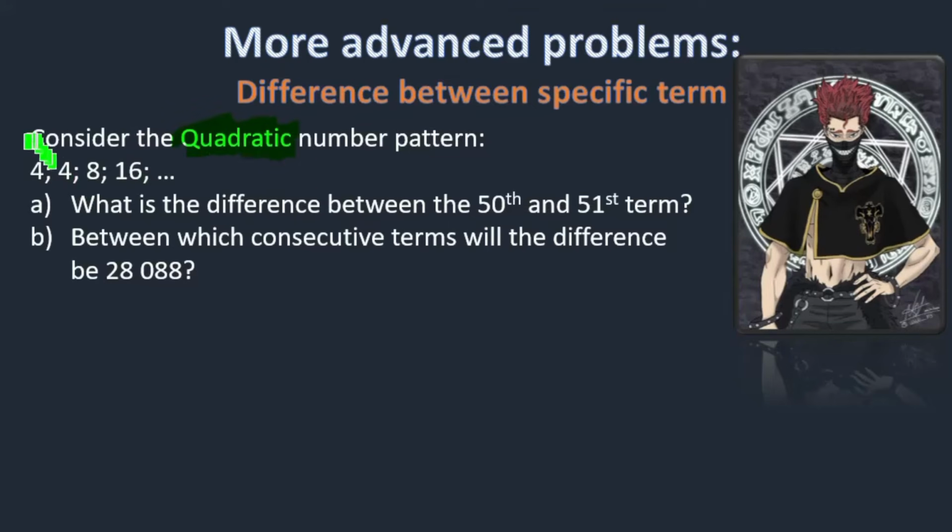So let's read the thing. Consider the quadratic number pattern, and here's the number pattern. What is the difference between the 50th and the 51st term? Now here, if the examiner throws you with this one, they are not playing. They mean it. This is the last question on the part of sequences. That's where they start throwing you with these things. Right? Will it always be there? No. It won't always be there.